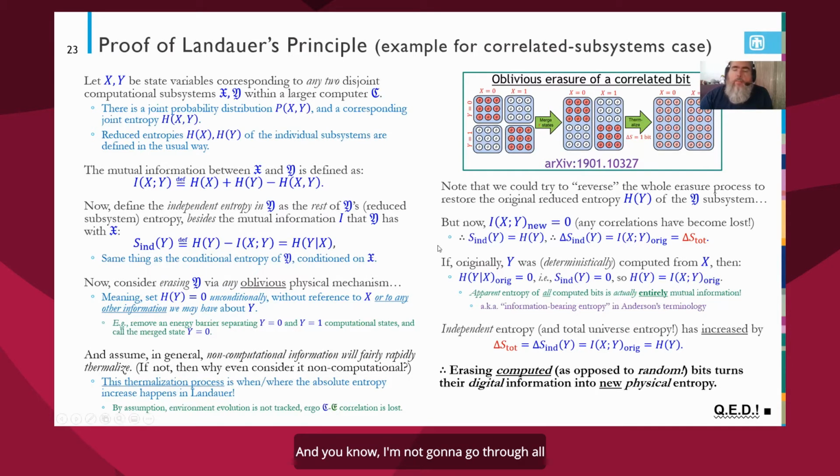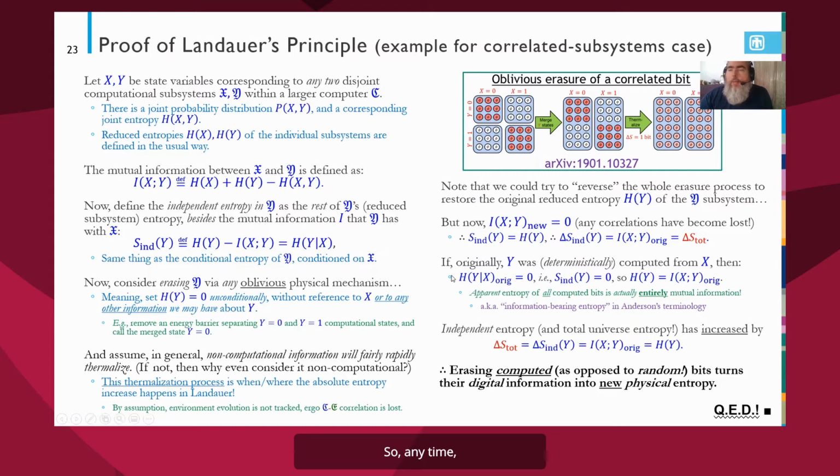I'm not going to go through all of the steps of the formal argument to save time, but I just want to point out, if you define the independent entropy of a subsystem in a natural way, it's the same thing as the conditional entropy of that system conditioned on another one. And conditional entropy of a system that has been deterministically computed from another one is always zero. That's what it means to deterministically compute a result, is that that result is now completely determined by the input, right?